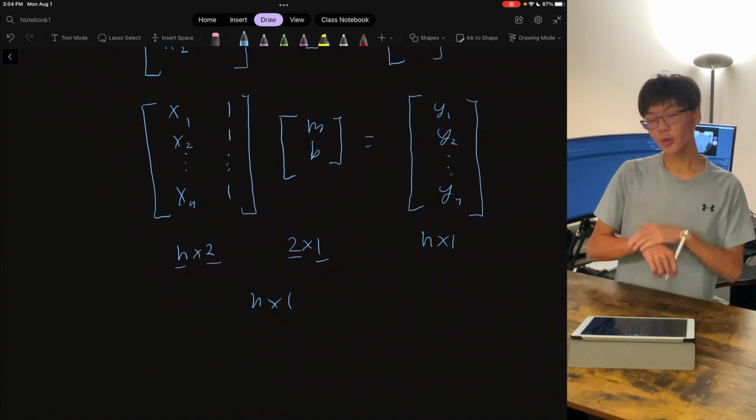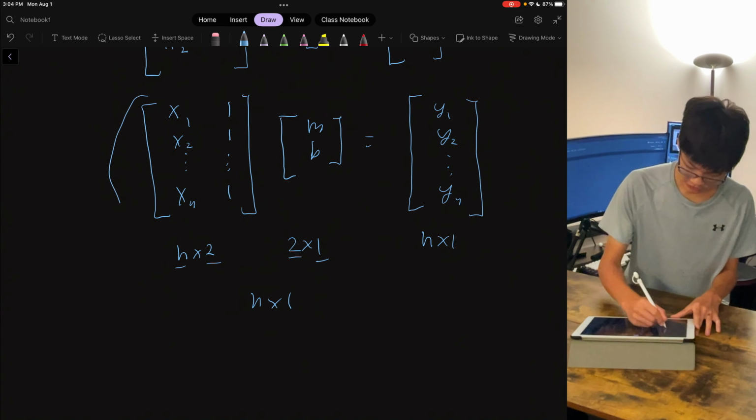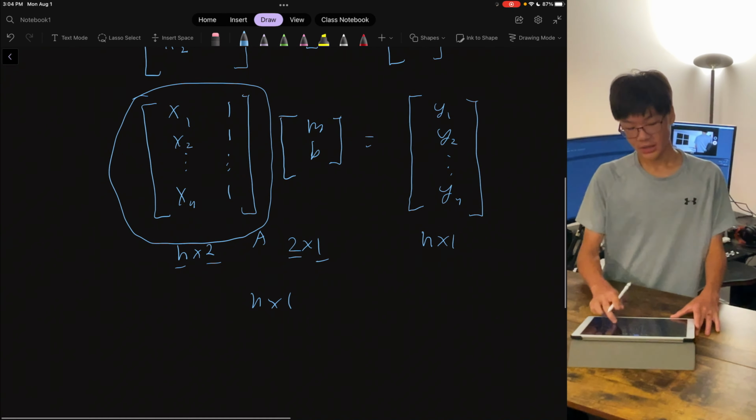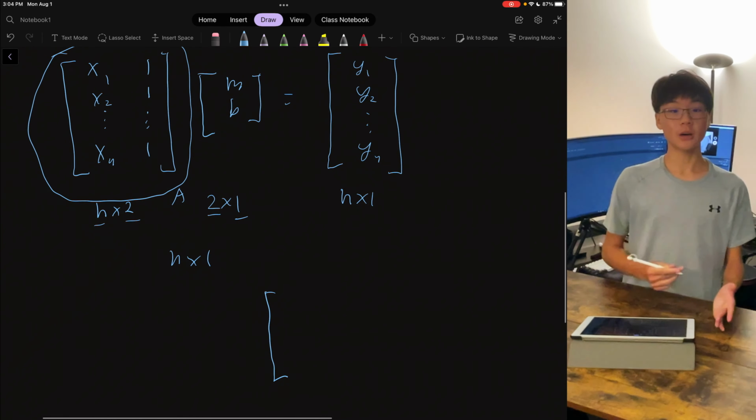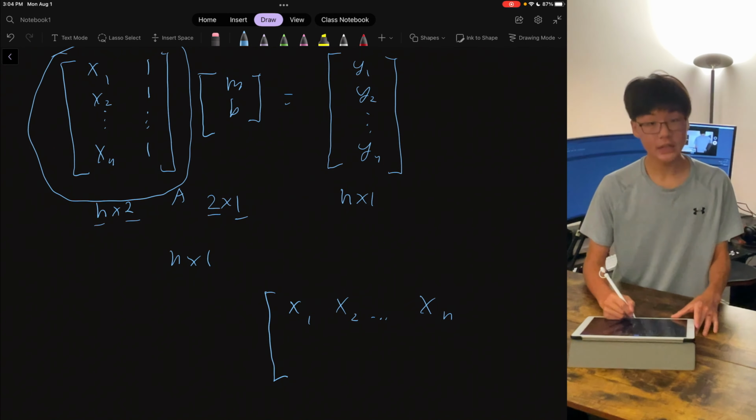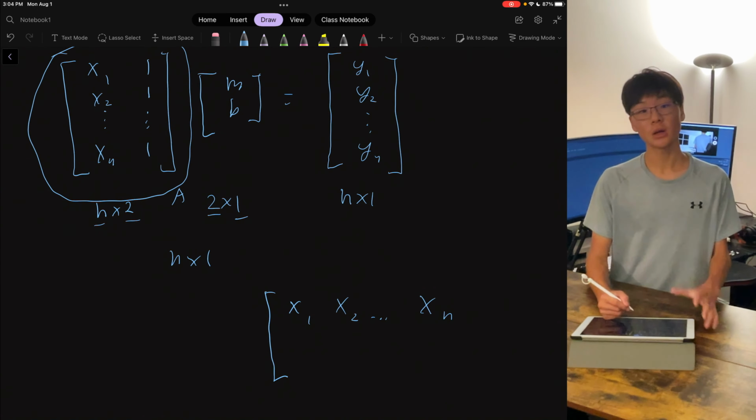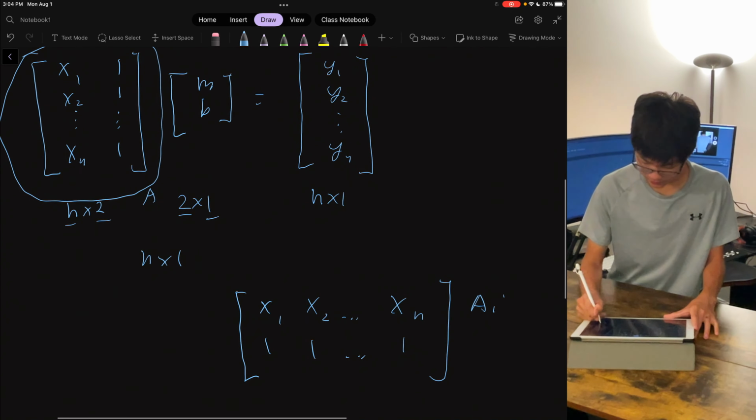So we could do this by taking the transpose of this matrix right here. We call this matrix our design matrix, capital A. So the transpose of this will look something like this. So we have the first column of our design matrix becoming the first row of the transpose, x1 all the way to xn, and the second column of the design matrix is going to become the second row of the transpose. That'll be just a row of 1s, and this will be the transpose.